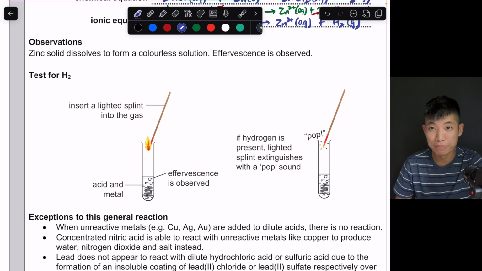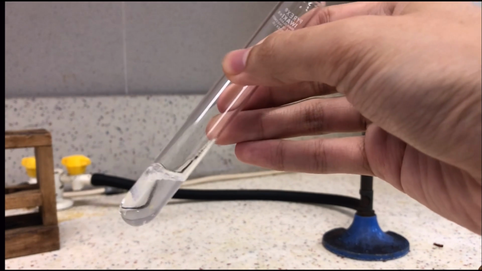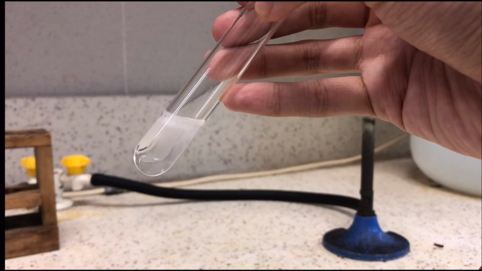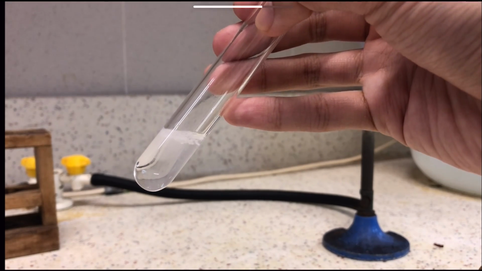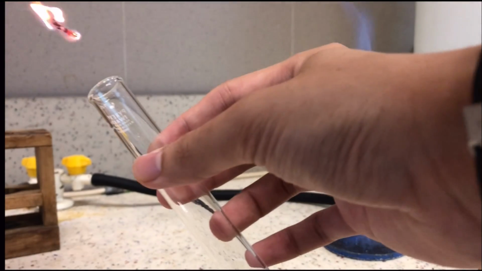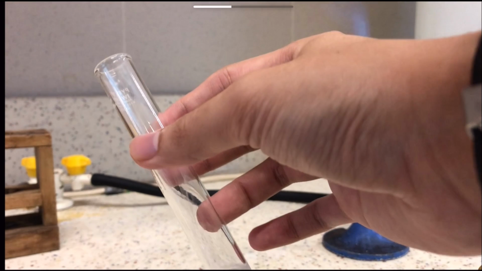So let's see what happens if you were to carry out this reaction in the lab. After you add the piece of metal, you see effervescence. The metal starts to dissolve. When you insert a lighted splint into the mouth of the test tube, the lighted splint extinguishes with a pop sound.